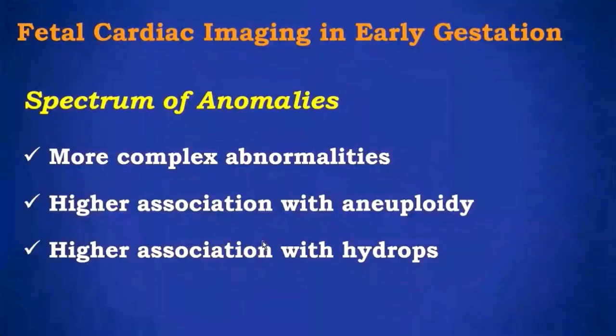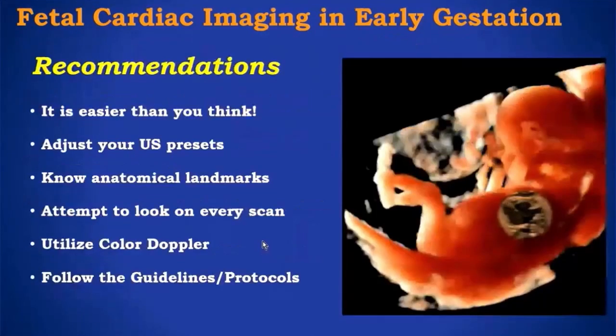So, to wrap up our webinar today, I just want to remind you that the spectrum of anomalies that we are going to see for the early echocardiogram is usually more complex abnormalities. Usually it's univentricular hearts because they're more likely to be picked up during the screening evaluation. They have a much higher association with aneuploidy and potentially fetal hydrops.